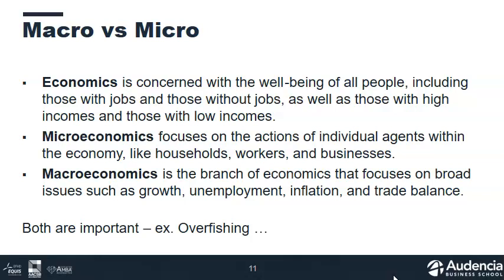Now, most issues are microeconomic and macroeconomic issues. Overfishing, for example, is a macroeconomic issue. It has an impact on unemployment, has an impact on productivity of production of a country, but it's also a microeconomic issue. People overfish for very individualistic reasons. They want to make more money, for example, or they don't see the impact they're having on somebody else. So we have microeconomic decisions having a macroeconomic impact.